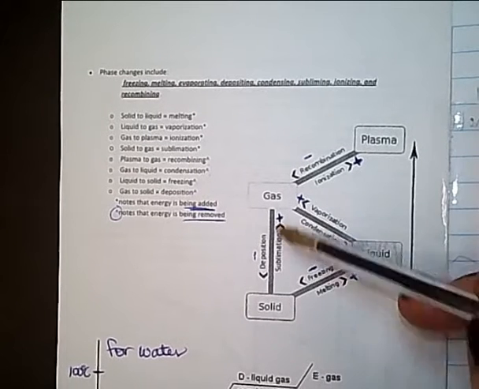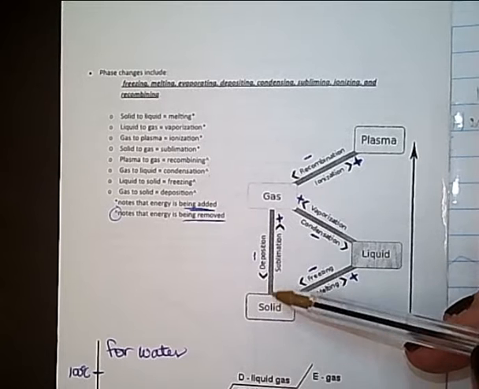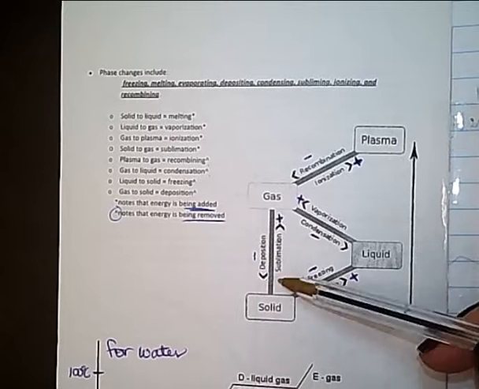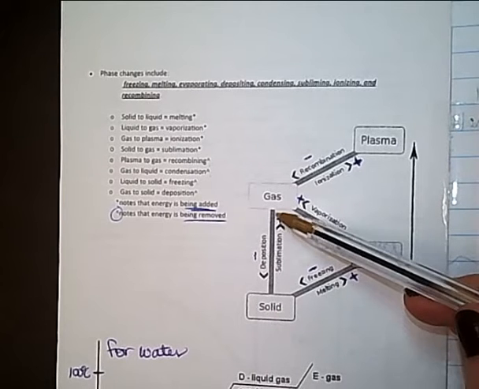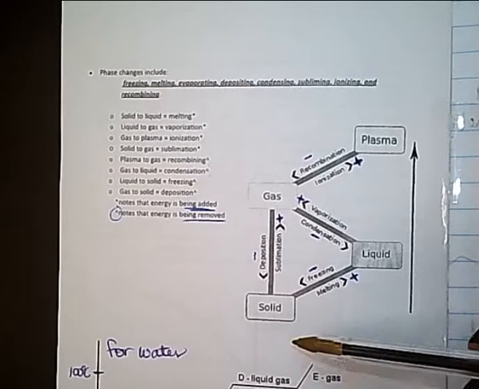Gas is here, so there is a phase change that can go directly between solid and gas, skipping over the liquid part. So solid to gas is called sublimation, and that's adding energy. Gas to solid is called deposition, and that's taking away energy.